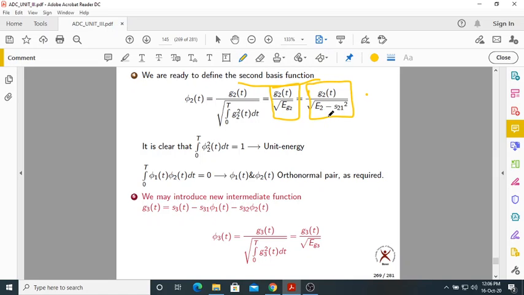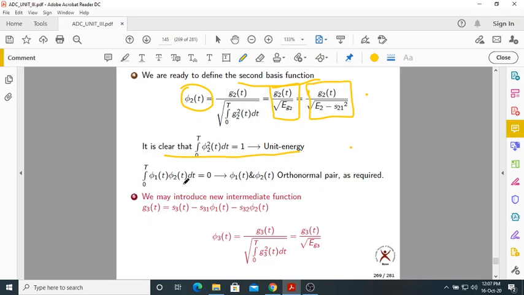Clear? Now, what is the energy of phi2 of t? It will always be 1. Why? Because g2 of t is divided by the square root of its energy. Obviously, if you find the energy of this signal, it would be 1. Okay. Now, this is how you get phi2 of t. So phi1 of t, phi2 of t.